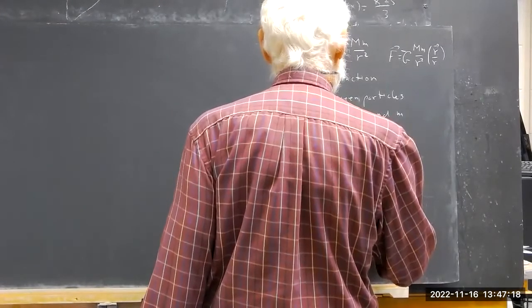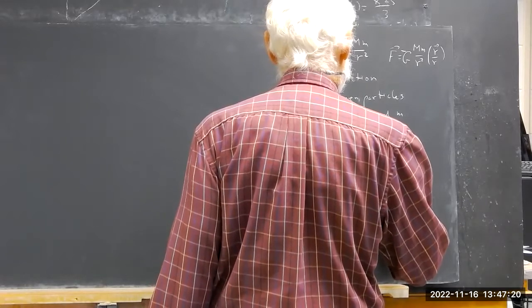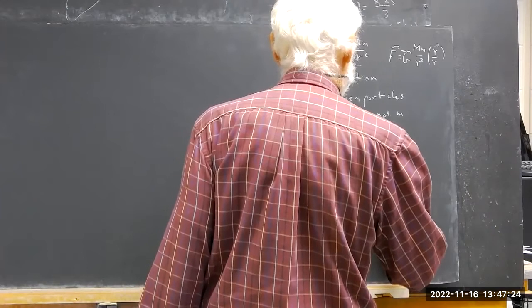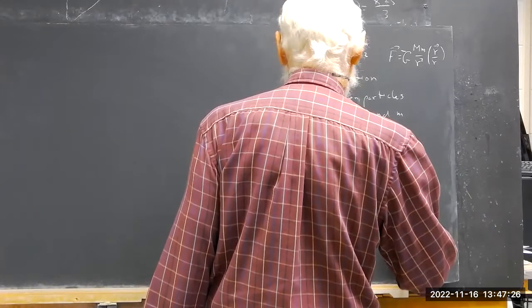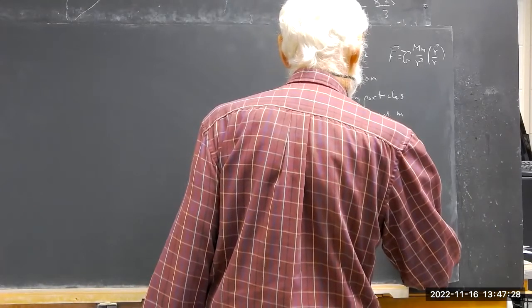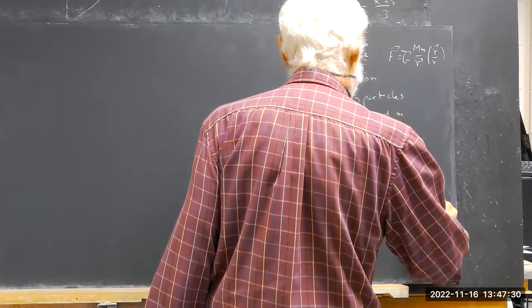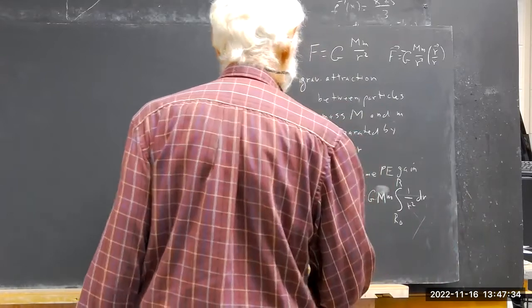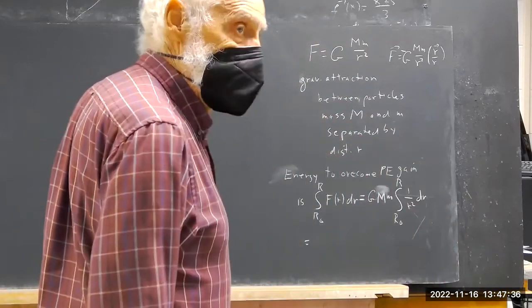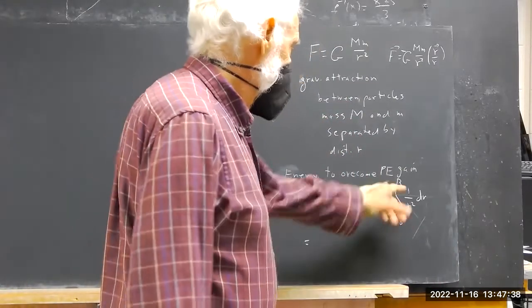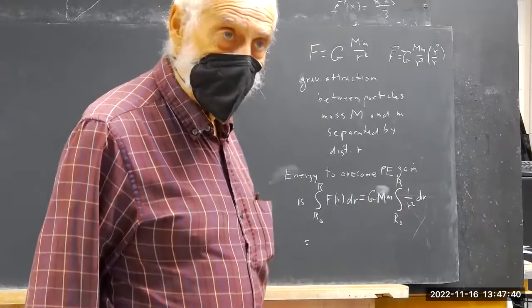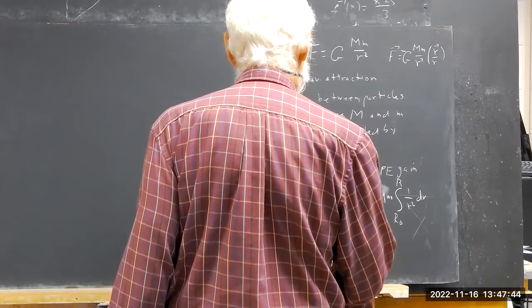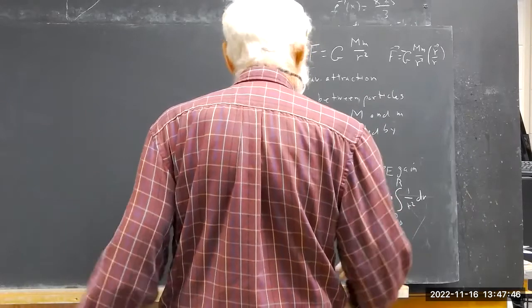It's very easy to see. That becomes G times big L. That's an easy integral. Integral 1 over r squared is negative 1 over r. So that's going to be, I'm skipping steps here, but these are just straightforward calculus steps.